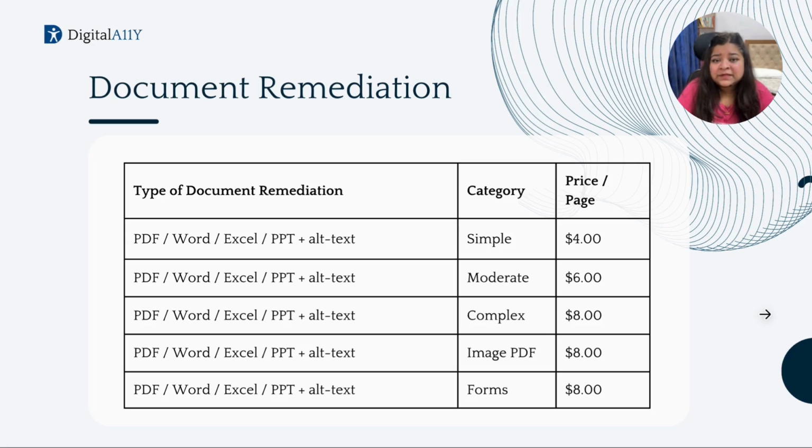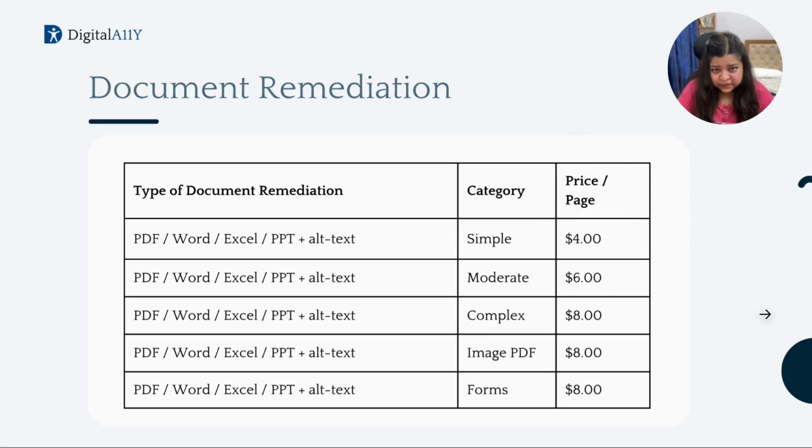And if the document includes forms that people need to fill out, these also require more work to ensure they're accessible, costing $8 per page. So, depending on how simple or complex a document is and what type of content it has, the cost per page to make it accessible varies between $4 and $8.